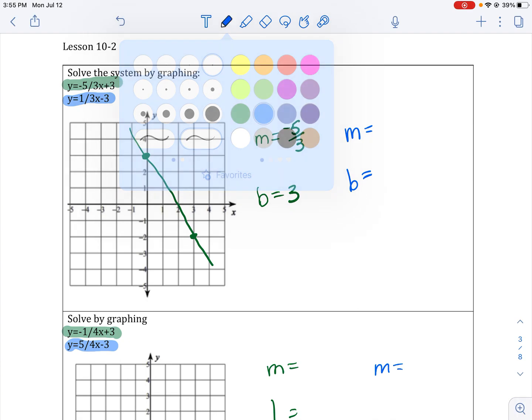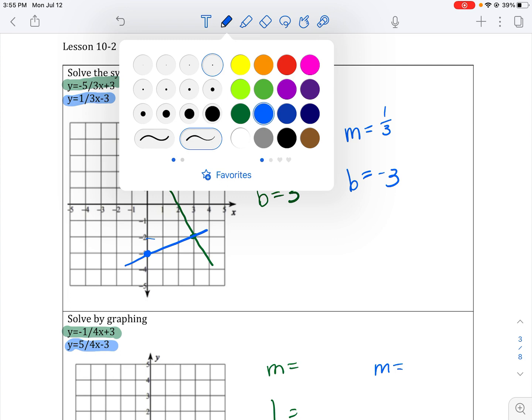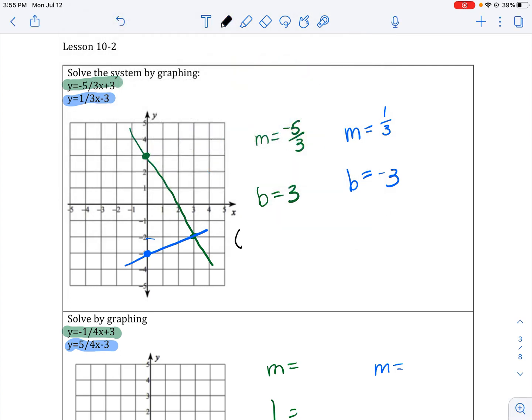in the denominator. And now I need to do the same thing with the line highlighted in blue. I've identified both the coefficient of x, which is my slope, and the y-intercept, which is the constant. So negative 3, I plot that point, rise over run, up 1, to the right 3. There's where my two lines intersect, and that is going to be my solution to this system, which is 3, negative 2.